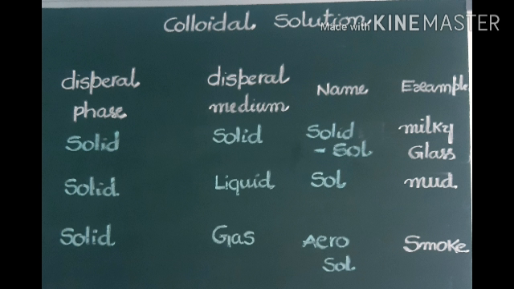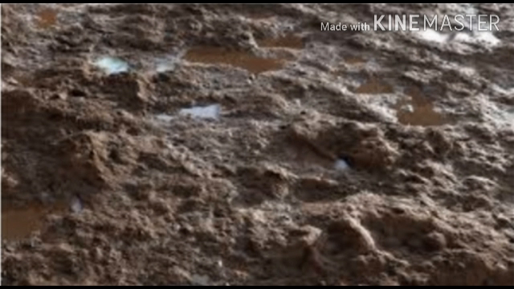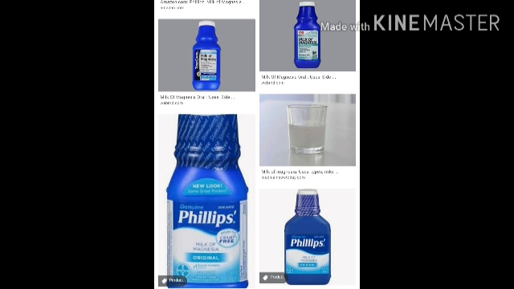And let us observe the second example: dispersed phase solid, dispersion medium liquid, and the type of colloid or name of the colloidal substance is sol, and the example is mud. Best example of sol. And milk of magnesia is also a best example of sol.